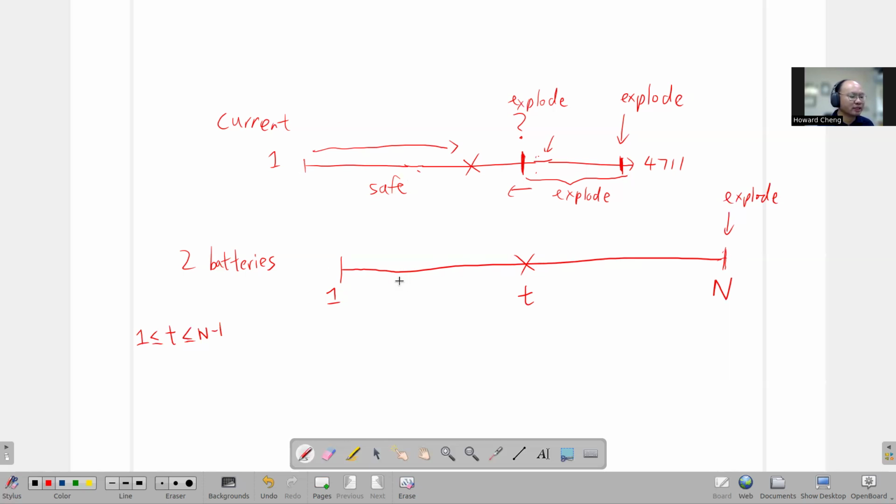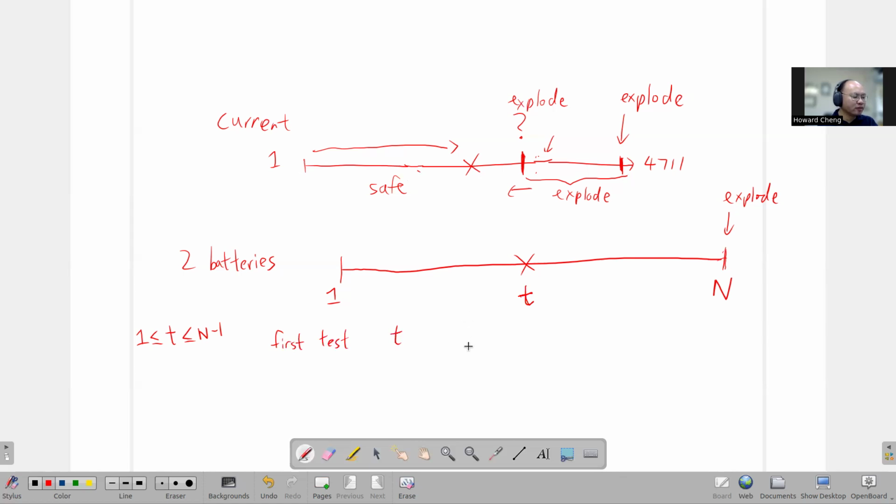So of course, if I just test every single one from 1, 2, 3 all the way up, I will always find it. But in the worst case, it's N minus 1. So if I only have one battery, the worst case is N minus 1 because I have to test every single one of them. Now, with two batteries, I can take a step somewhere. But where's the step? I don't know. But let's imagine that I know. So let's fix the first thing. It's T. So my first test is T, wherever that may be.